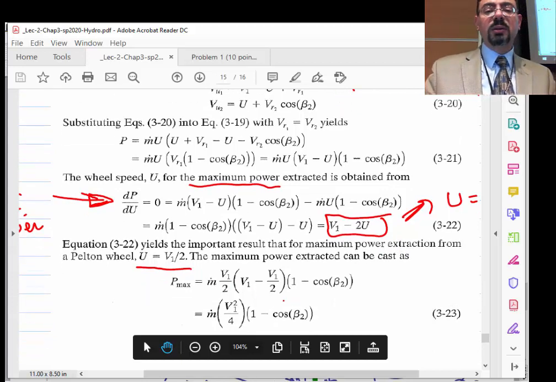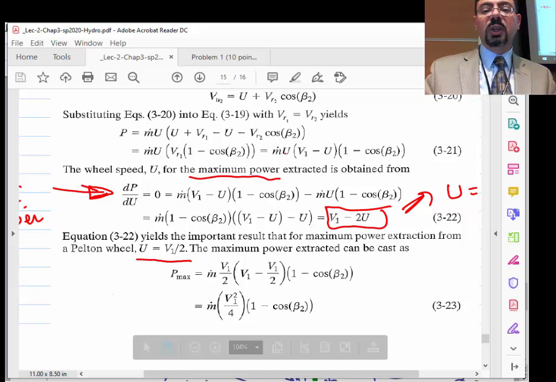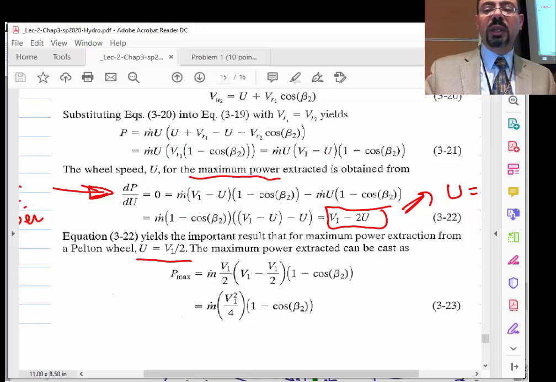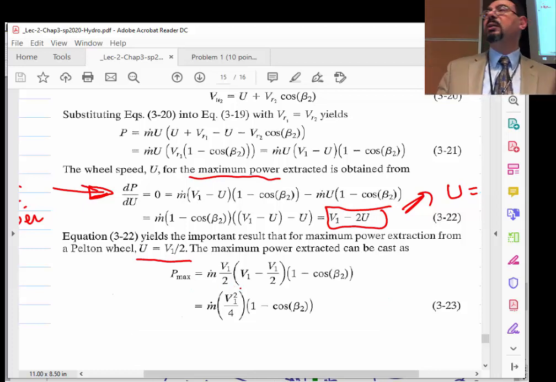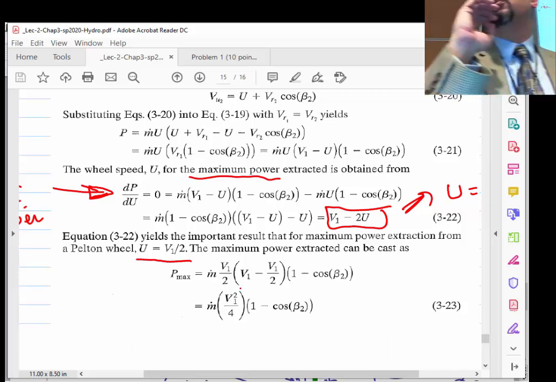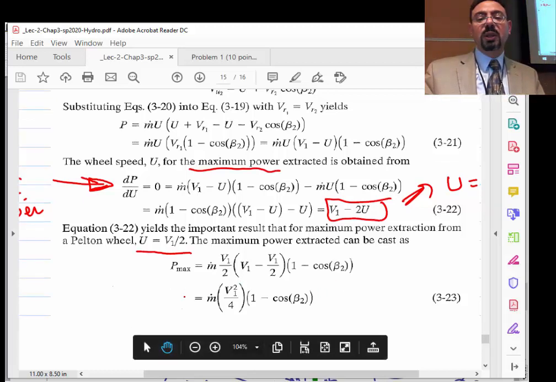So for the maximum power, he will substitute: he takes out this U and writes V1 over 2. This is the expression for the maximum power of a Pelton wheel. When will you be able to get this? When you make U equal V1 over 2. So U shouldn't be 0, U shouldn't be V1, U should be V1 over 2 for maximum power. And what is the maximum power you will get? It's this expression: m dot V1 squared over 4, times 1 minus cosine beta 2.